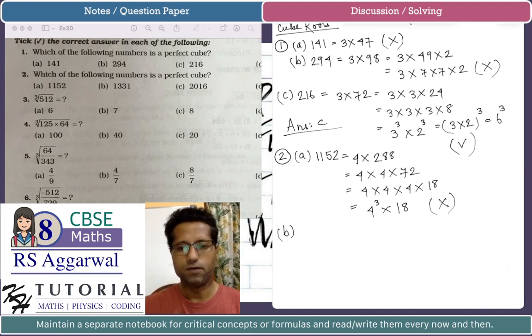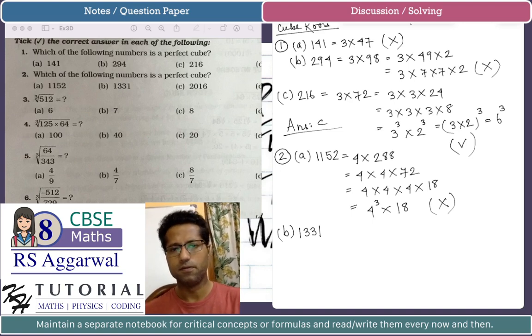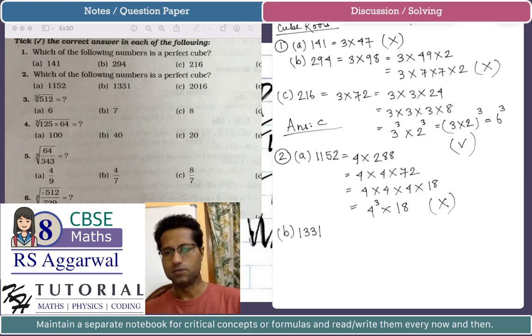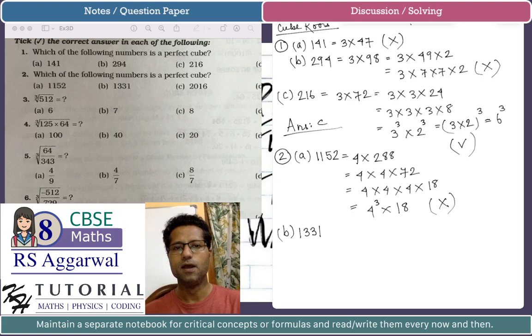B is 1331. There are some numbers. Okay, one more thing. You must remember as much as possible all the squares and cubes, at least of all the single digit numbers, and also some of the two digit numbers. Their squares and cubes, like cube of 11, cube of 12, cube of 13, cube of 15, and their squares. If you can remember them, then it will be easier to solve some of the problems.